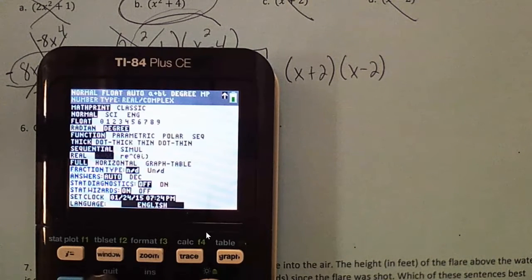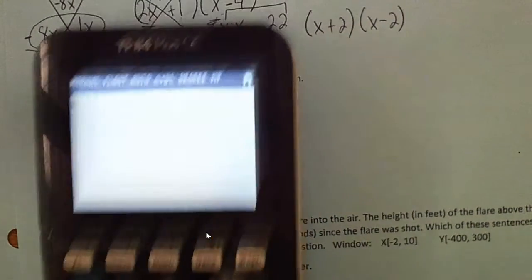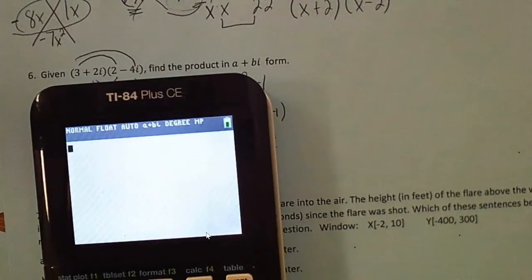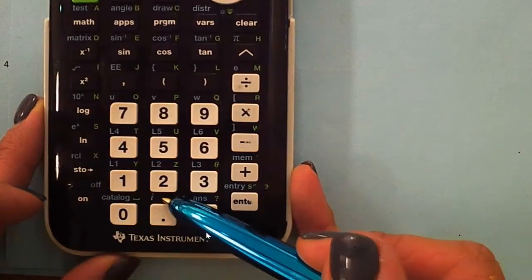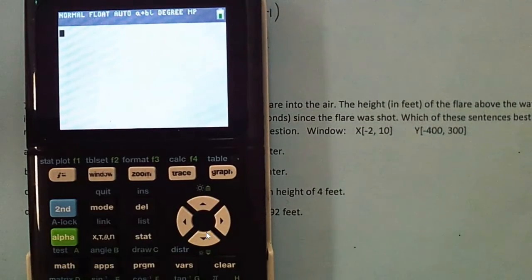And now what you can do is I'm going to quit out of this, so I just hit second mode to quit. And you can now actually just type this problem into your calculator. And the I button, I don't know if that got cut off, is right here above the decimal. So you just have to hit the second and then the decimal button to get you there.